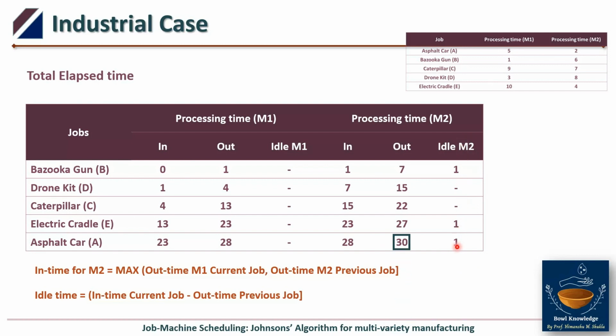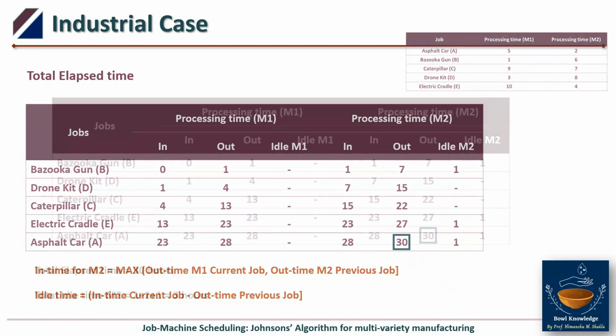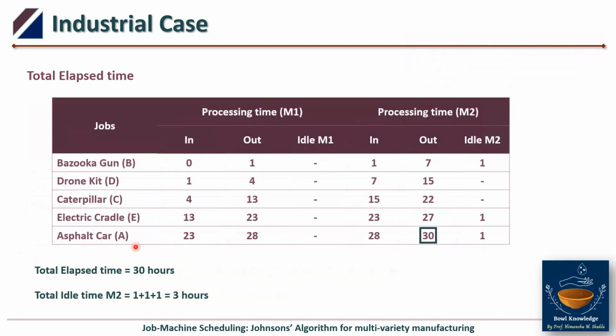Okay, now what to do with this value? Yes, the last job's last machine's time. What is the last machine? M2. And what is the last job? A. So this is called as total elapsed time. This is the total time taken by both the machines to produce all the jobs. So total elapsed time is 30 hours and total idle time on machine 2 is 1 plus 1 plus 1, that is 3 hours. And total idle time on machine 1 is 0 because it is machine 1, there is no idle time.